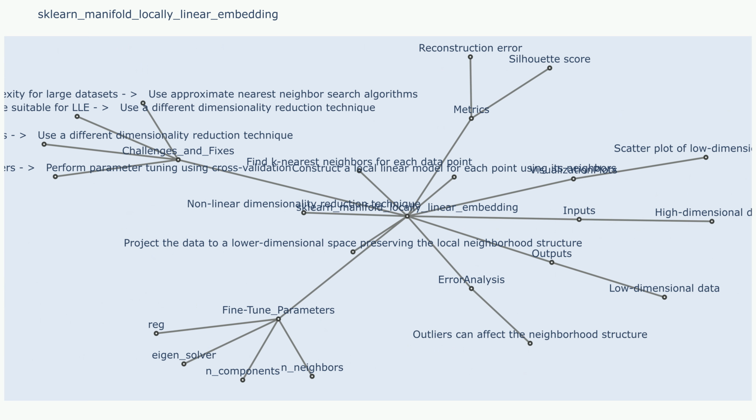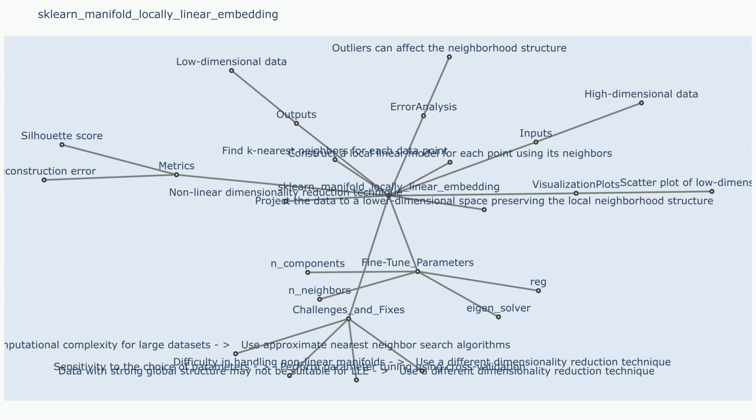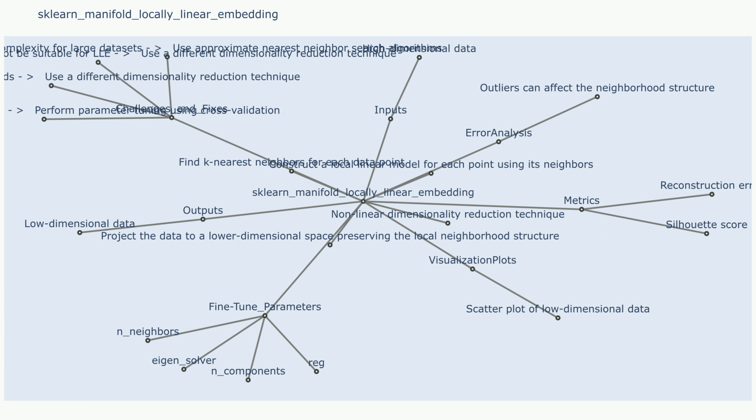Challenge 3: Difficulty in handling data with nonlinear relationships. Sample use case: LLE assumes that data points can be linearly reconstructed from their neighbors, which might not hold true for data with complex nonlinear relationships. Fixes: Consider using a different dimensionality reduction technique like t-SNE or Isomap, which can handle nonlinear relationships more effectively.